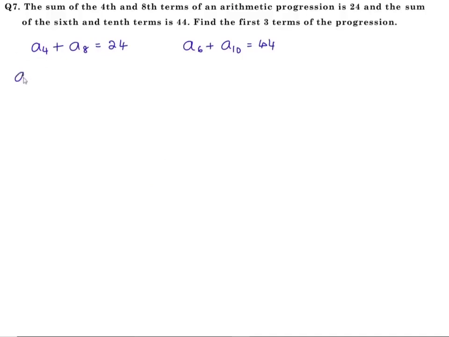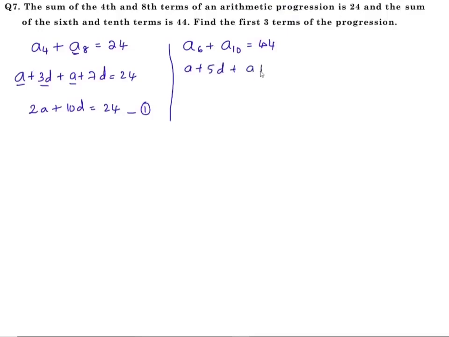That is, what is a4? a plus 3d. What is a8? It is a plus 7d equals 24. Now add the same variables, that is a plus a is 2a, plus 3d plus 7d is 10d, equals 24. Take this as equation 1. In the same way, what is a6? a6 is a plus 5d. a10 is a plus 9d equals 44. a plus a is 2a, 5d plus 9d is 14d equals 44. Take this as equation 2.